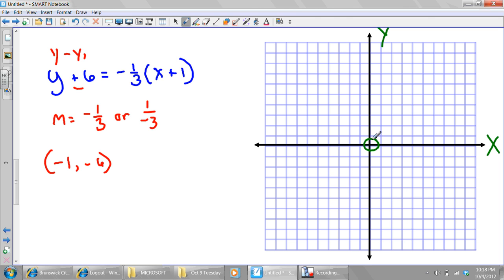So I plot the point -1, -6, which I believe is right there. My slope is -1 over 3: down 1, over 3. Or I could have gone up 1, back 3. Those points are all collinear, and it'll look something like that. And there we go. That's all there is to point-slope form.